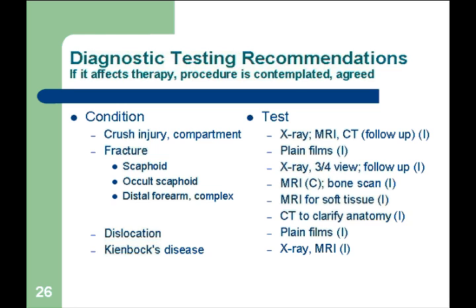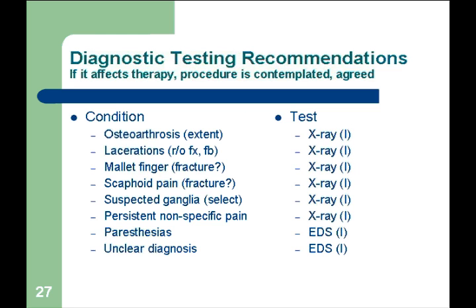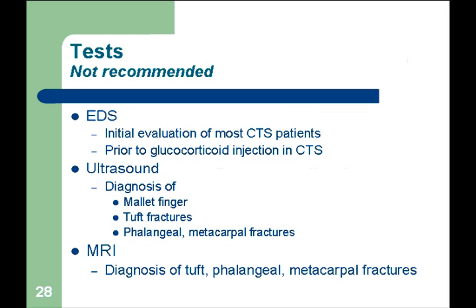If you want to delineate the bone anatomy, CT. Dislocations show up on plain films. And Kienbock we talked about already, either X-ray or MRI or a combination of both. Going down the list: osteoarthritis, laceration, mallet finger, scaphoid fracture, ganglion, persistent non-pain paresthesias, an unclear diagnosis. All of these are basically insufficient, but would be considered agreeable if you document why based on consensus information.